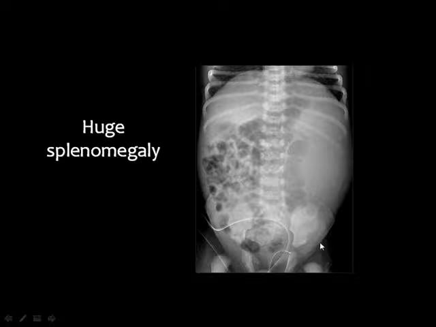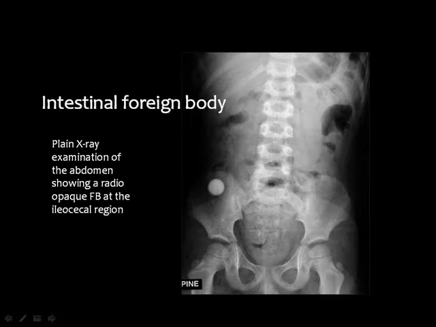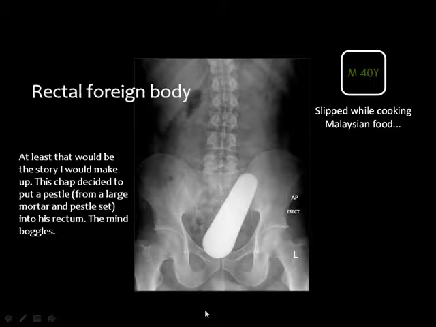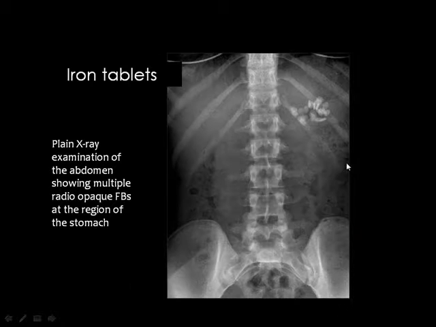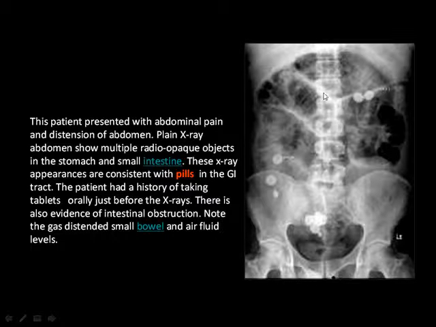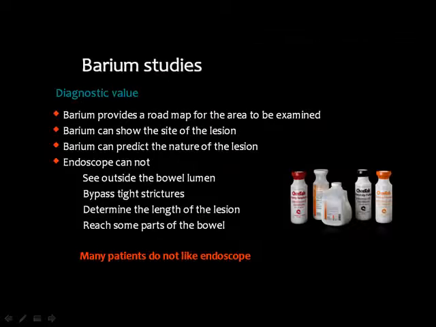Also, from the plain film, you can suspect organomegaly, such as in this pediatric patient with a huge spleen, well seen in this plain film. And multiple foreign bodies can be detected by the plain film, such as this one in the ileocecal region, and this foreign body in the rectum, and this is the original foreign body itself. And here are many radiopaque tablets, or iron tablets, seen in the stomach. And here you can see multiple radiopaque foreign bodies along the course of the intestine.